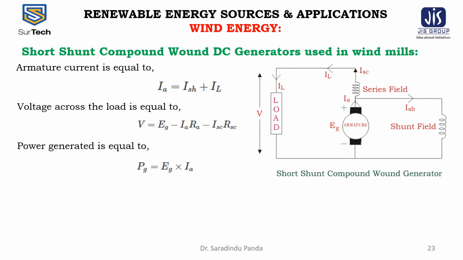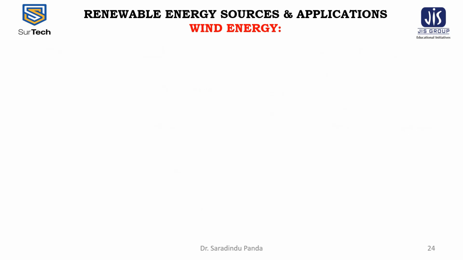So the power generated is PG equal to EG cross IA, and the power delivered to the load is PL equal to V cross IL.